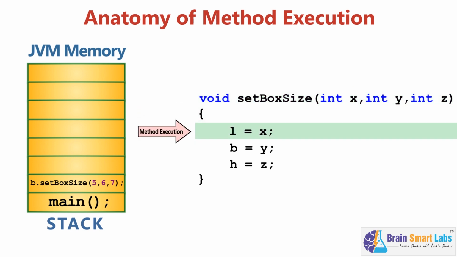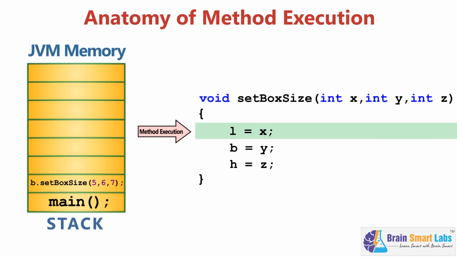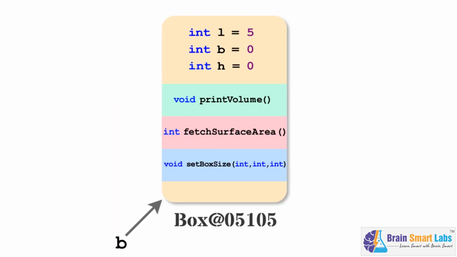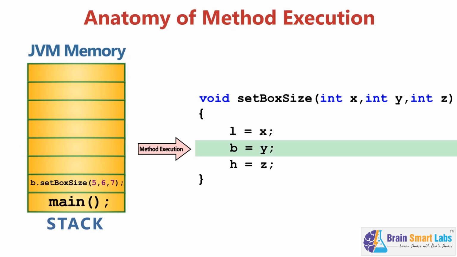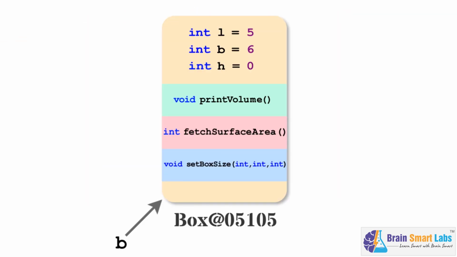When the control now reaches the statement L equal to X, the value of L inside the Box object will change itself to numerical 5. Likewise, when the control reaches the statement B equal to Y, the value of B inside our Box object will change to numerical value 6. And when the control reaches the next statement H equal to Z, the value of H inside our object changes itself to numerical 7.